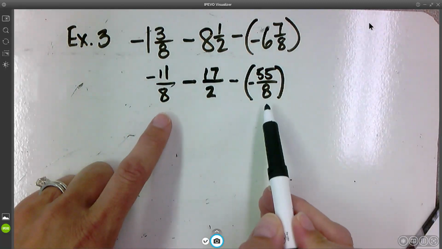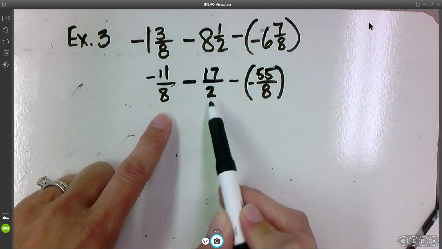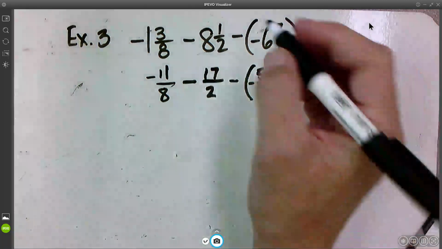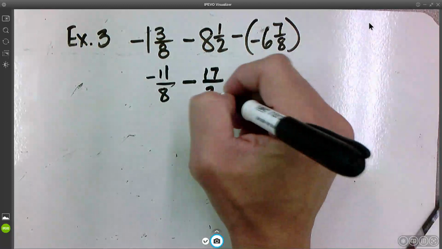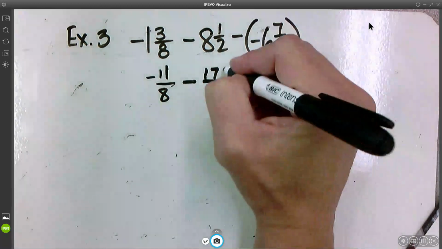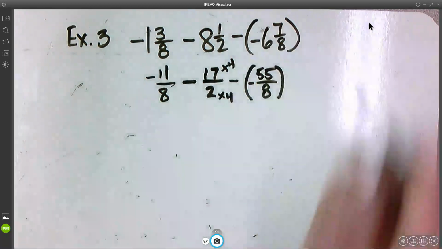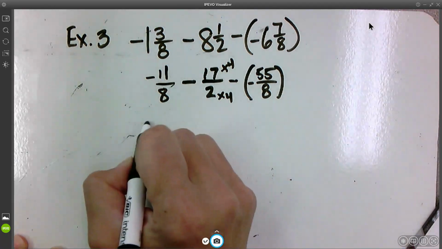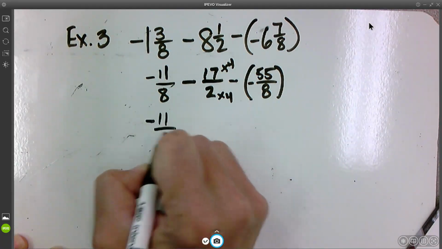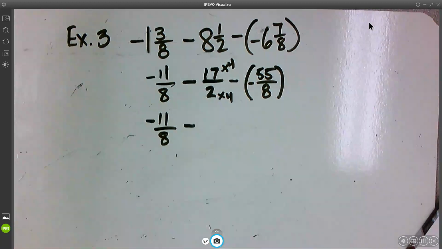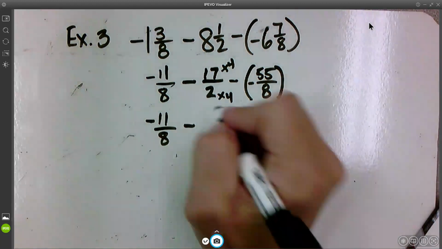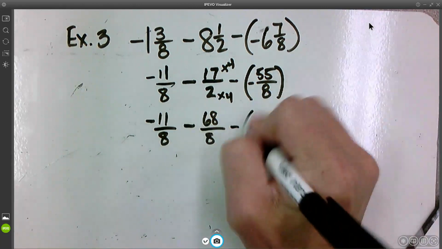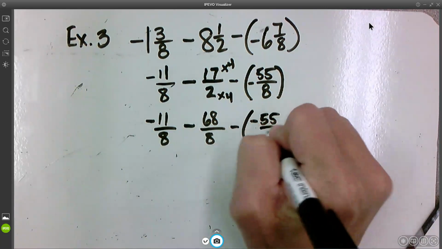I have 2 that are already common. We can go ahead and turn the smaller number into the larger by multiplying this middle fraction by 4. So we're going to multiply the denominator and the numerator. And the larger these numbers, it's okay because we're just going to go ahead and use our calculator. The first fraction's not changing. We have negative 11 over 8 minus 17 times 4 is 68. 2 times 4 is 8. And then minus a negative 55 over 8.